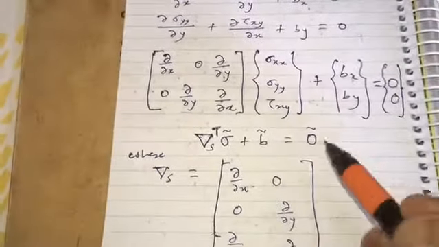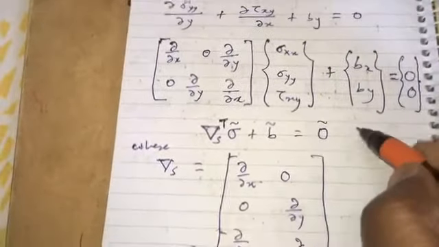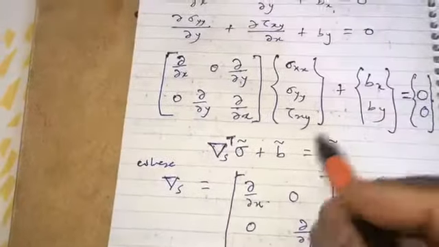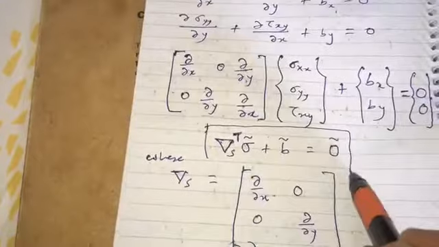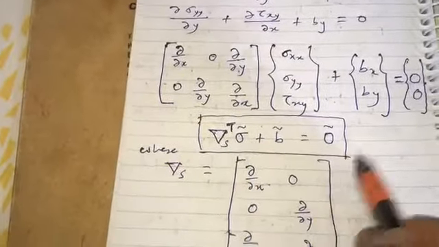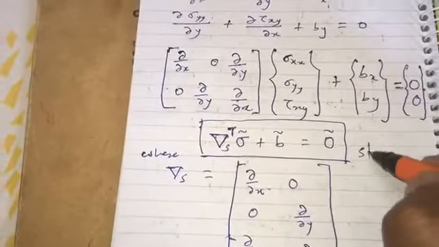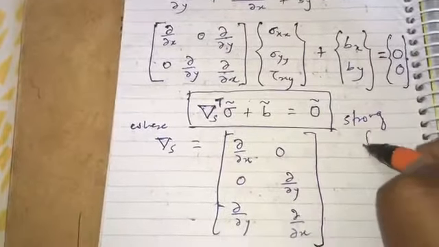So what is the conclusion? This is what the equation of equilibrium is, or the strong form. Yeah, so this is the strong form.